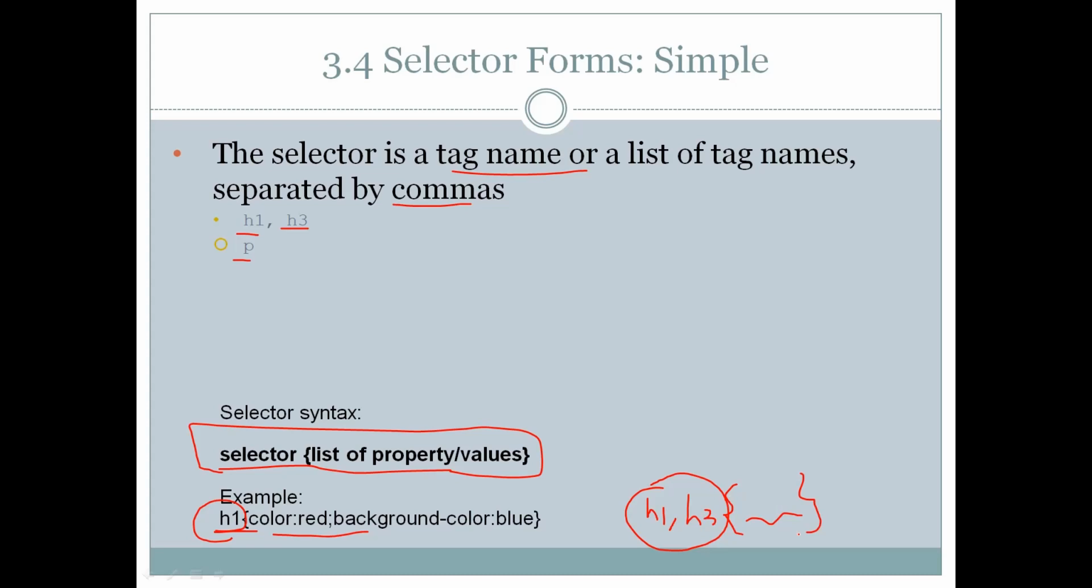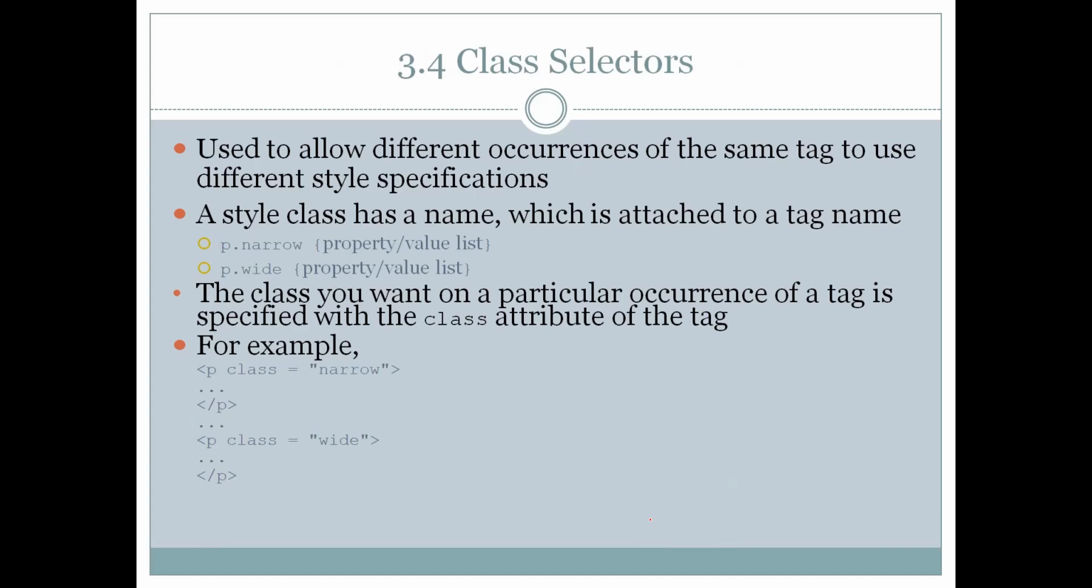Whatever style rule you specify here will be applied to both the tags, that is h1 and h3 tags. So you can use any number of tag names here by separating them with a comma in between, h1, h3, or even a paragraph tag or any other tag. Whatever style rules you specify here will be applied to all those tags. So this is a simple form of a selector. Okay, then we have something called a class selector. Class selector.